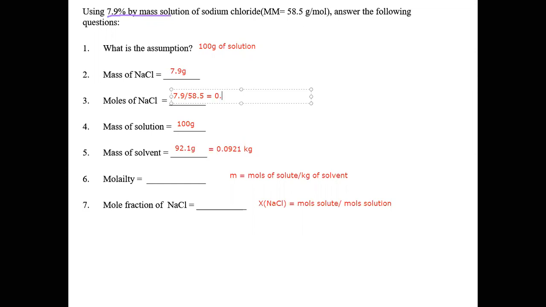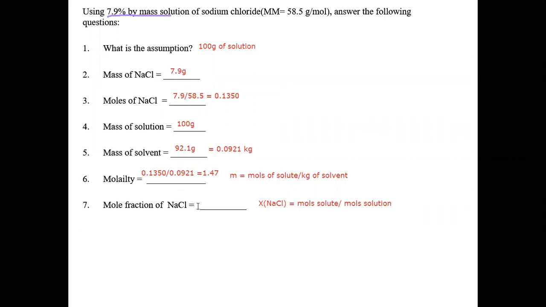We get 0.150. So now we have the moles of sodium chloride and the kilograms of solvent. We can calculate the molality. And we get 1.47. So that's the molality of the solution.